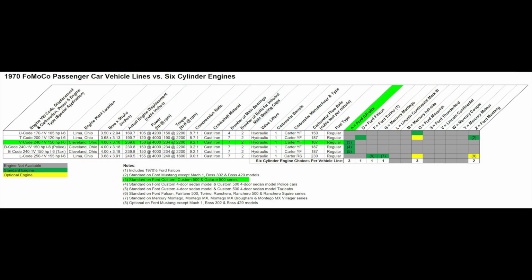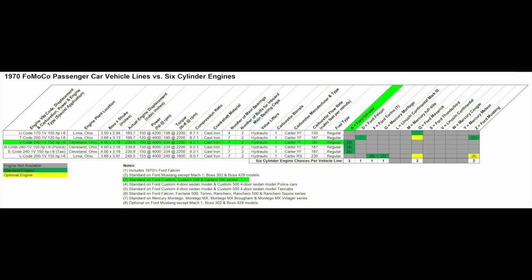The third of the 6 1970 FoMoCo 6-cylinder engines to look at is the V-code 240 cubic inch inline-six engine with a one-barrel carburetor. This engine debuted as the standard engine in the 1965 Ford full-size car lineup, except for the Galaxie 500 XL and Galaxie 500 LTD series, so 1970 was its 6th year of production.